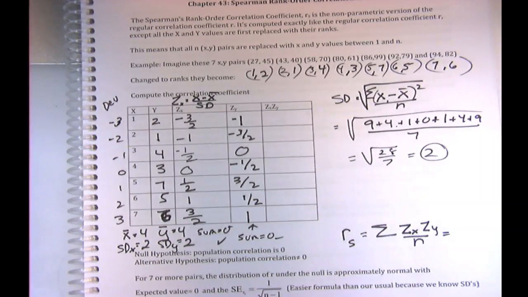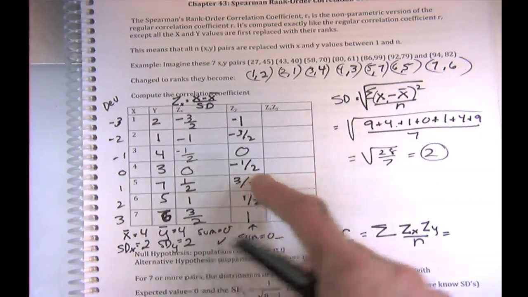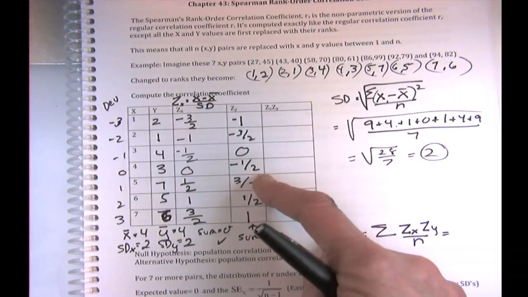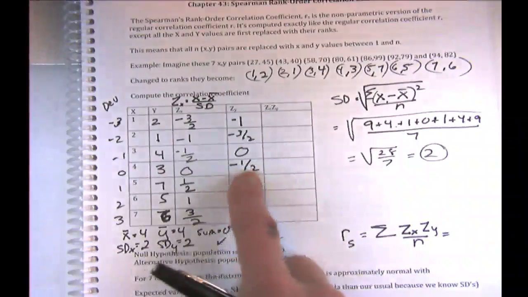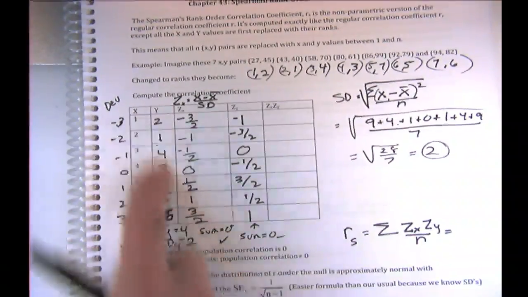Should they be symmetric? So like should the -1/2 be above the 0? No, because the -1/2 refers to 3. I scrambled these. They're symmetric here. See, that's the whole point. I scrambled these.